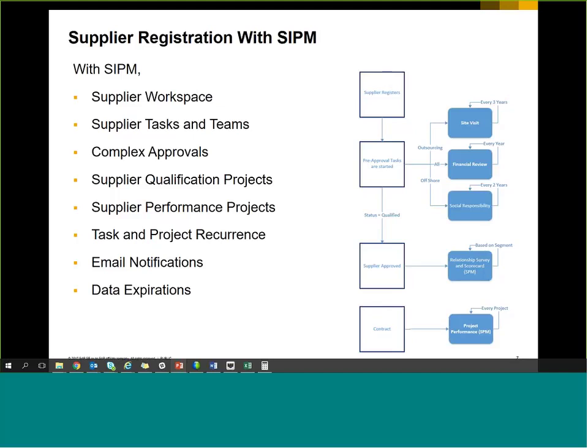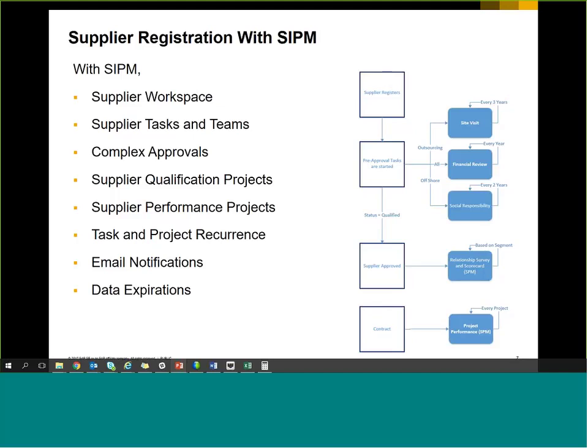Instead, we have a supplier qualification project on the Documents tab of their Supplier Workspace to see that, okay, not only is a supplier approved to come into Ariba, they're also qualified for this particular commodity through a supplier qualification project.